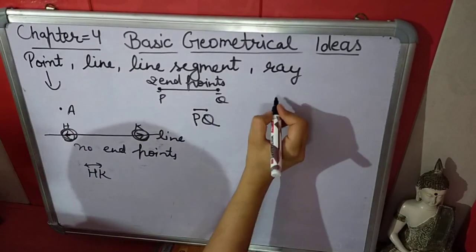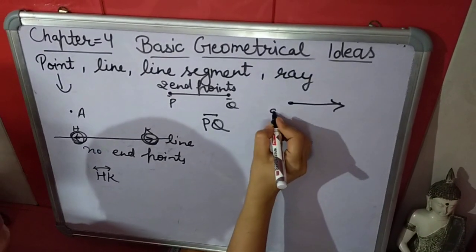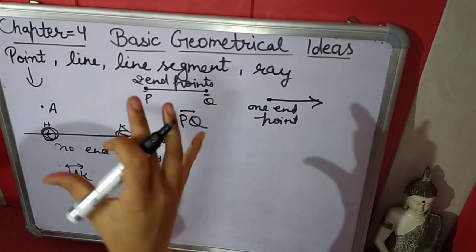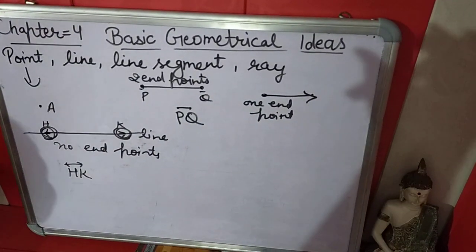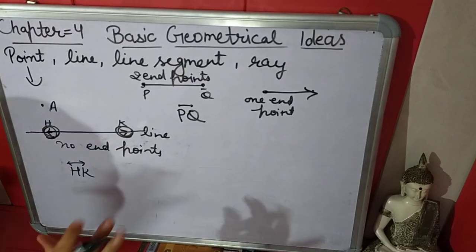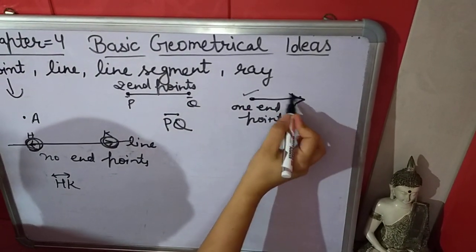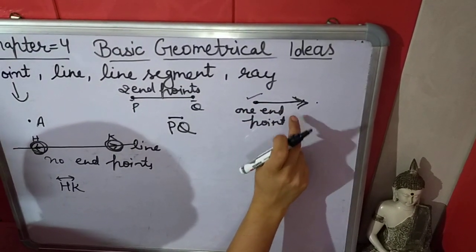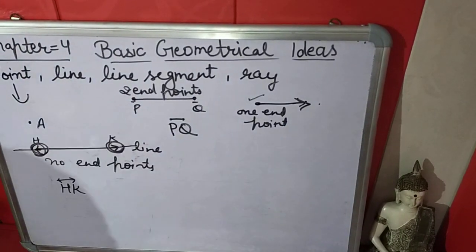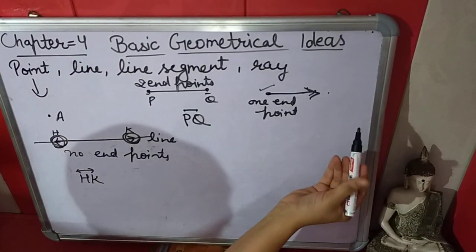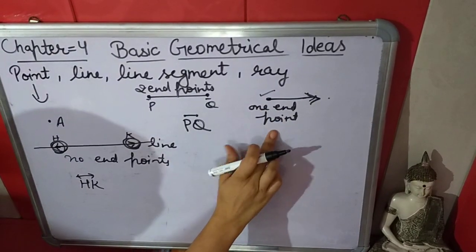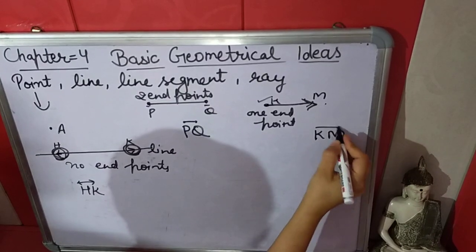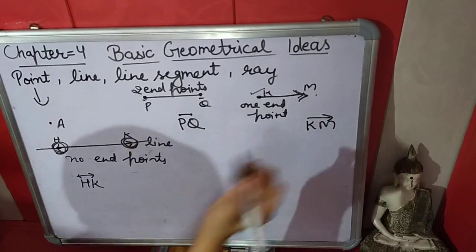Now ray has only one endpoint, like rays of sun. We know that rays are coming from the sun, but where it is going we don't know. So we know the one point, but we don't know where it will end. So a ray has only one endpoint, and we can't define its length. Give name KM. How we will show it? Like this. This is the ray.